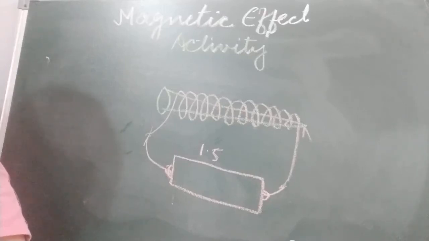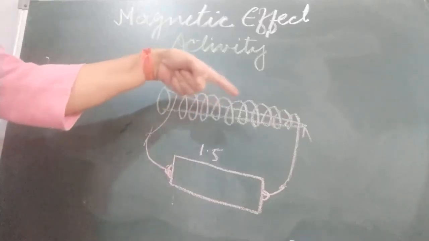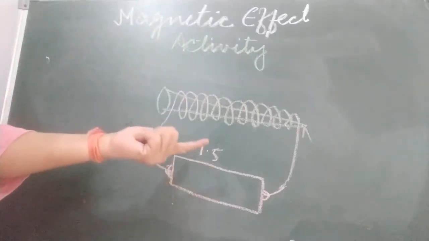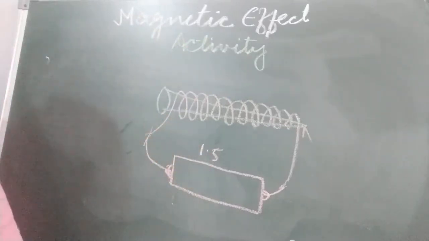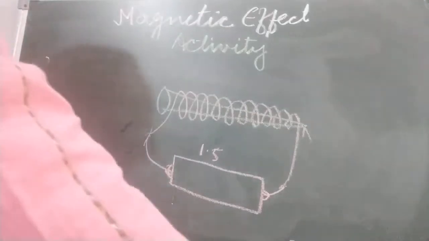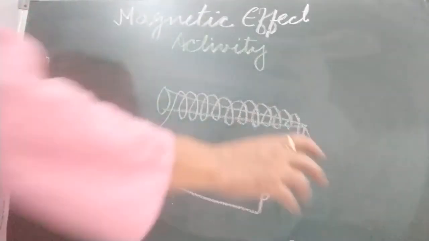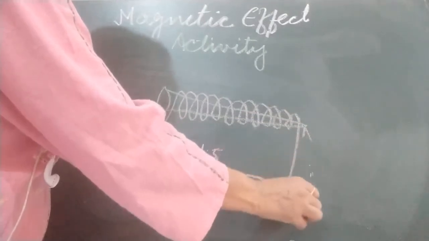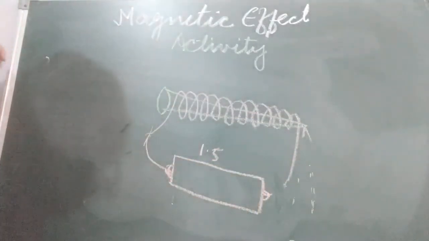Okay, children. The iron nail attracts more safety pins when we make more loops. Okay, we add more loops, it is going to attract more. Or if we increase the strength of the power of the cell, it is also going to attract more. And next thing I told you, when we remove this wire from here, means disconnection takes place, what will happen? It will not behave like a magnet. Whatever things are stuck here, they will fall down. Okay. So what I told you, the electromagnet loses its magnetic effect when the source of electric current is removed. Okay, children?